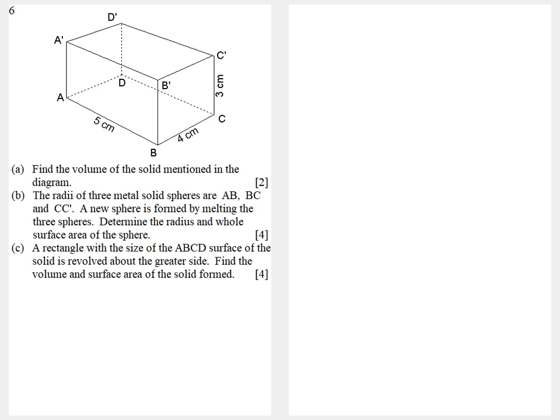Chittagong Higher Mathematics 2017, question number 6. In question number 6, we're given a solid in the shape of a cuboid. It has length 5 centimeters, width 4 centimeters, and height 3 centimeters. In part A, we're asked to find the volume of the solid mentioned in the diagram.